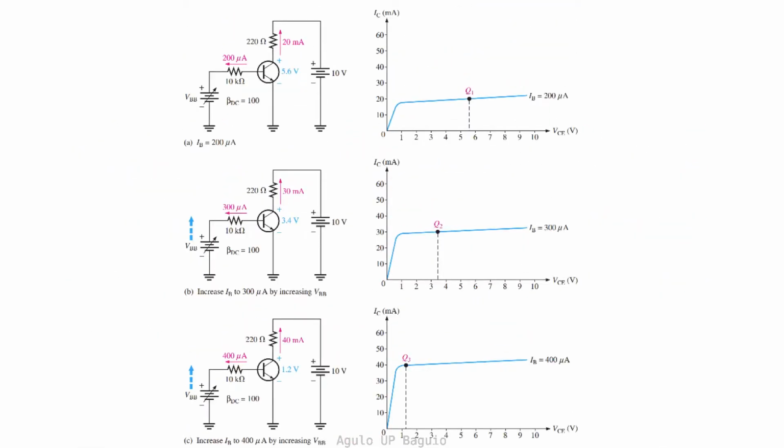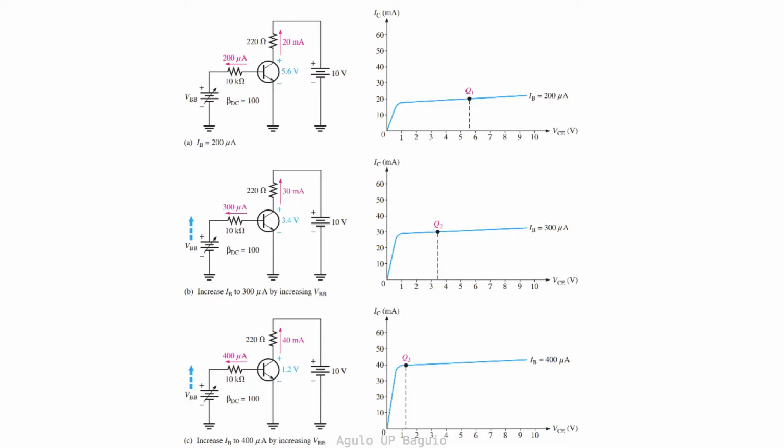The figure shows the transistor amplifier biased with 3 DC bias signals. The top circuit has the lower DC bias generating a base current of 200 microamperes. The middle circuit has the higher DC bias generating a base current of 300 microamperes. The bottom circuit has the highest DC bias generating a base current of 400 microamperes. Since the DC beta is 100, the collector currents are 20 milliamperes, 30 milliamperes, and 40 milliamperes respectively.